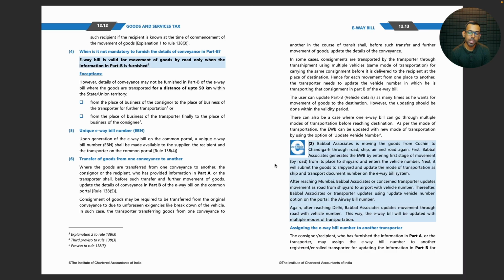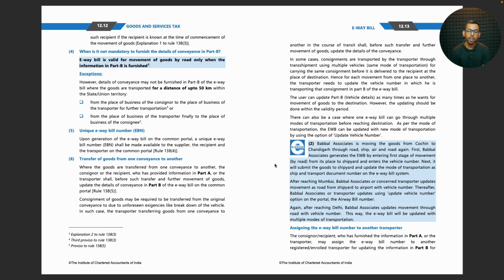Babbal Associates is moving the goods from Cochin to Chandigarh through road, ship, air, and road again. First, Babbal Associates generates the e-way bill by entering the first stage of movement by road from its place to the shipyard and enters the vehicle number. Next, it will submit the goods to the shipyard and update the mode of transportation as ship and the transport document number on the e-way bill system.